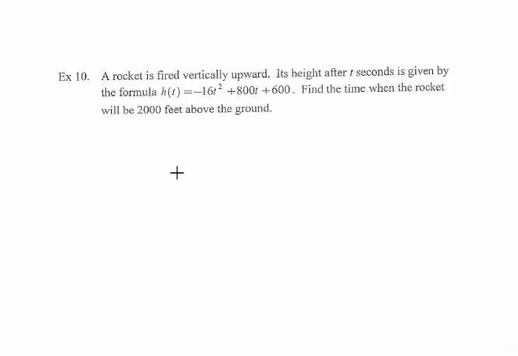Okay, example 10, a rocket is fired vertically upward. Its height after t seconds is given by the formula. Alright, so this whole entire notation here, function notation, is the height at a later time. Okay, so this whole h of t is going to be replaced with our 2000.